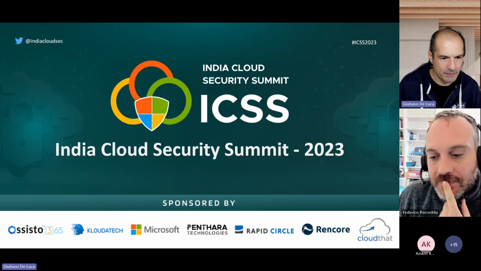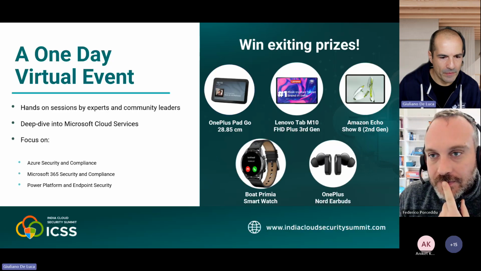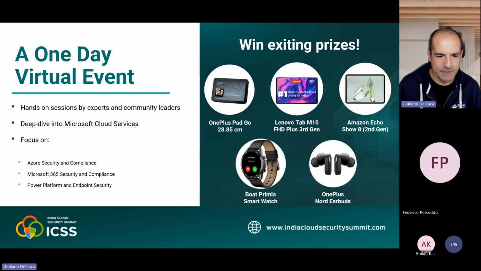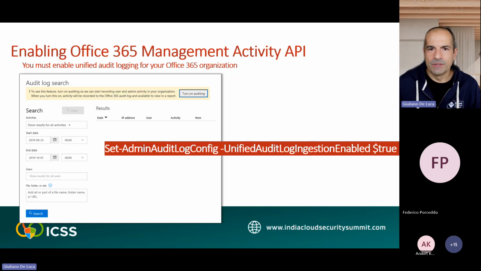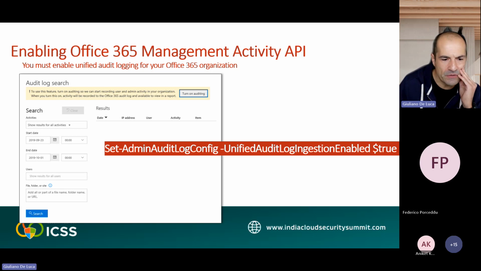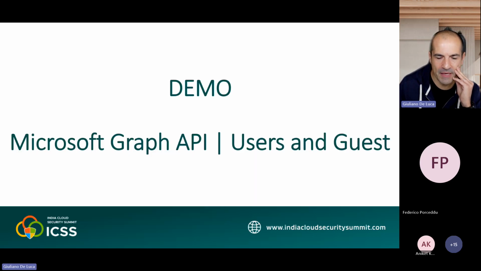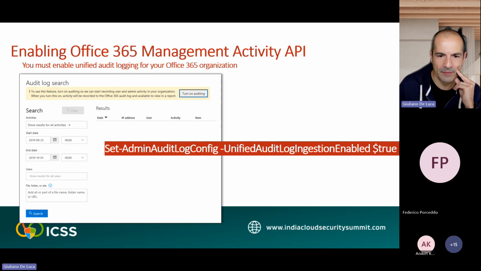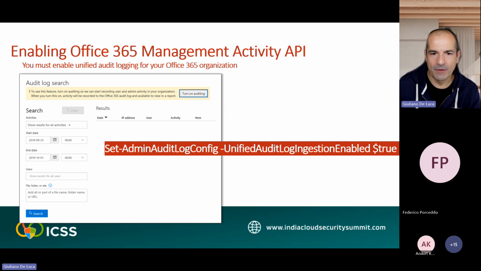Let me move very fast to the slide that we have to talk about, and it is this one. Good. So it's time to move on and talk about the Microsoft 365 Management API. We have seen a demo by Federico using the Graph API, and now let's talk about another API, the Management Activity API. This gives you the chance to get informed when a new guest is invited or when a user shares something with a guest, a user outside of your organization.